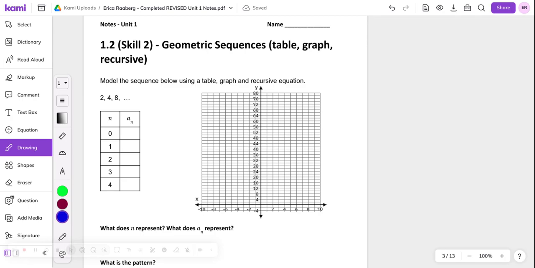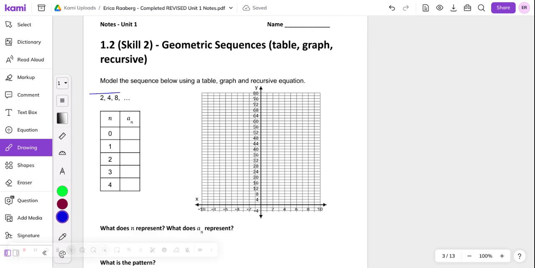So if you haven't watched the lesson for 1.1, you might want to go back because I'm going to go quickly through a few things that I explained more in 1.1. All right, so a geometric sequence is a sequence of numbers where to get from the first number to the next number to the next number, we're going to be multiplying instead of adding or subtracting like we did for arithmetic sequences.